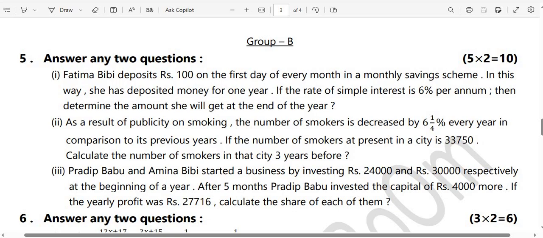Two. As a result of publicity on smoking, the number of smokers decreased by 1/4% every year in comparison to the previous year. If the number of smokers at present in a city is 33,750, calculate the number of smokers in that city 3 years before.